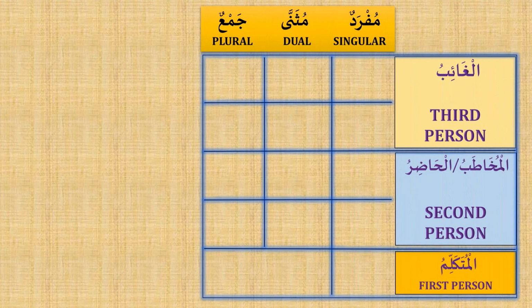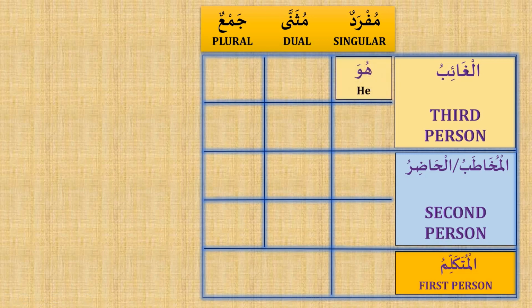Now here we have two ways to categorize the pronouns. The first one as persons, al-ghaib, third person, al-mukhatab or al-hadir, second person, and al-mutakallim, first person. The other way to categorize the pronouns is as numbers, mufrad, singular, muthanna, dual, and jam', plural. Now let's begin.